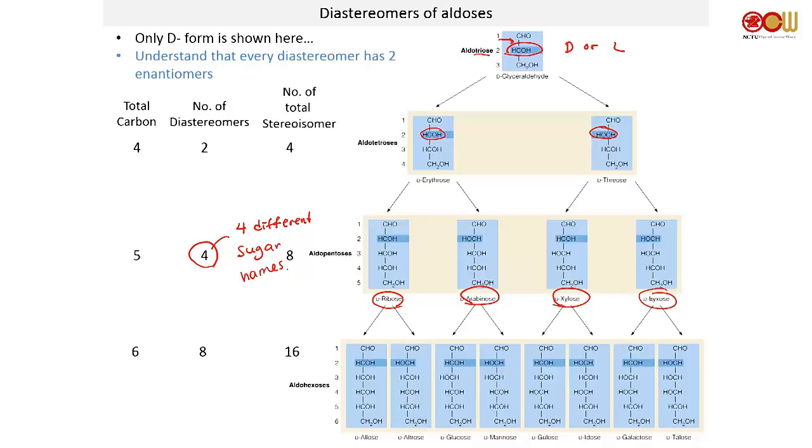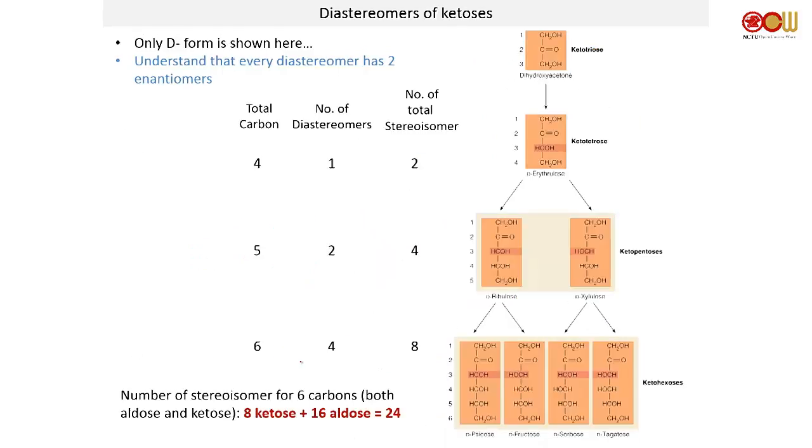Now, do you have to remember all of that? No. I'll tell you which ones you do have to remember. Obviously, when you get to 6 carbons, you'll have a total of 8 diastereomers and 16 stereoisomers. So the total number of stereoisomers is always twice the number of diastereomers because of the D and L.